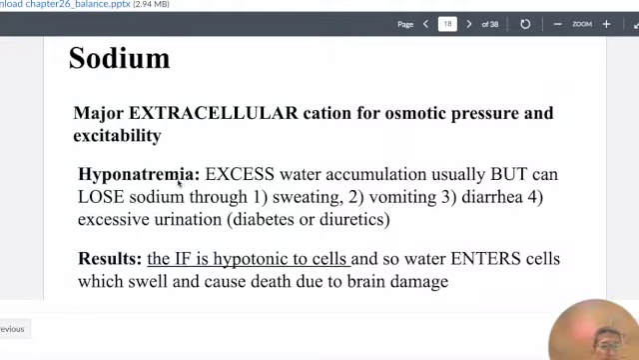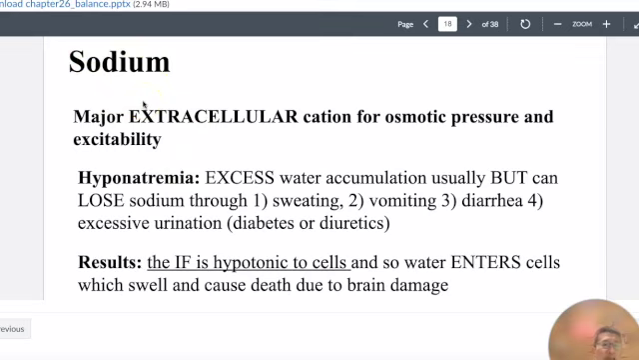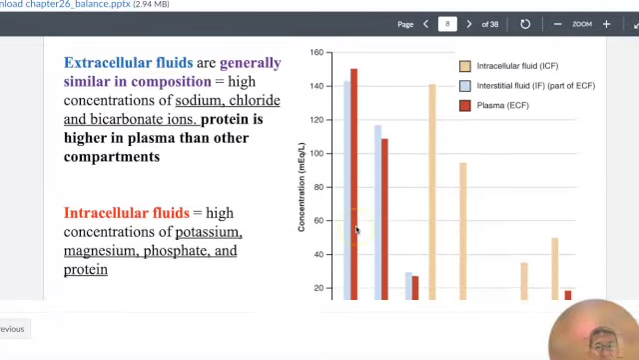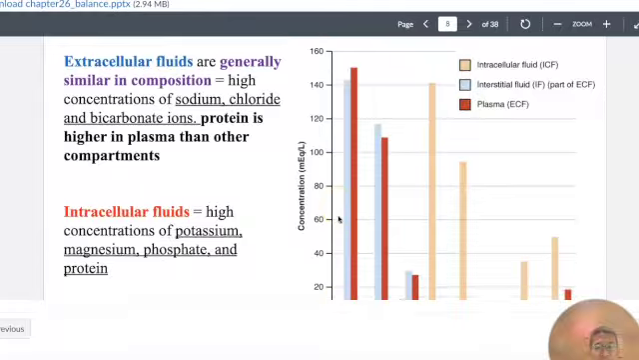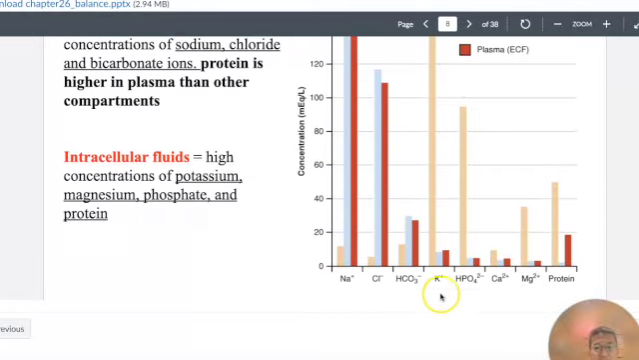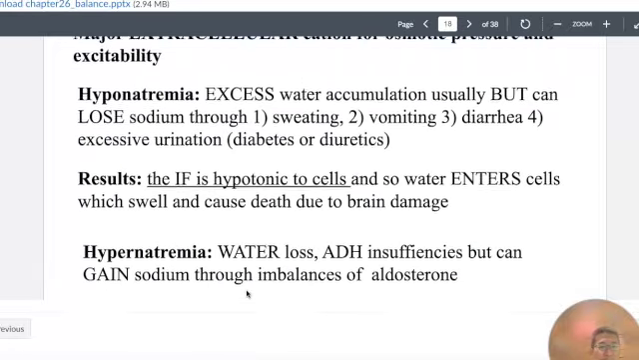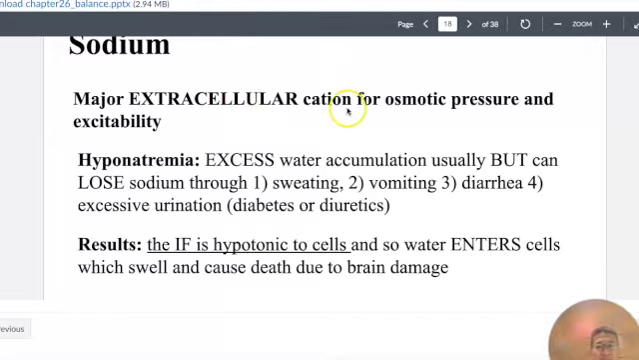Now, something to remember as well. Let's start with sodium. Major extracellular cation. So this is the major cation outside of the cells. That's why on that chart we saw earlier, we talked about sodium. It is on the outside mostly, right? Remember this chart right here. Sodium mainly on the outside, extracellular. Which one is the intracellular? Potassium. Major cation extracellular for osmotic pressure and excitability.